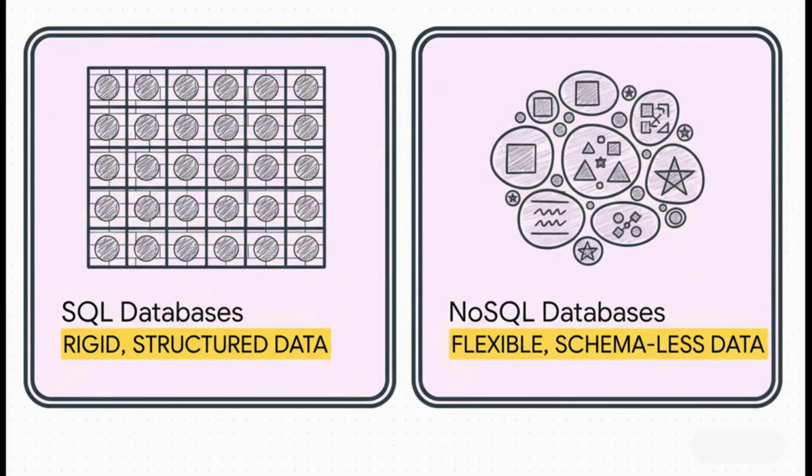For a long time, databases were mostly SQL databases. You can think of these like a really strict spreadsheet. You have to define all your columns ahead of time, and every single row has to follow that exact structure. MongoDB, on the other hand, is what we call a NoSQL database. It stores data in these flexible documents that look exactly like the JSON we're already using in JavaScript. This makes it so much more adaptable for applications that are constantly growing and changing.